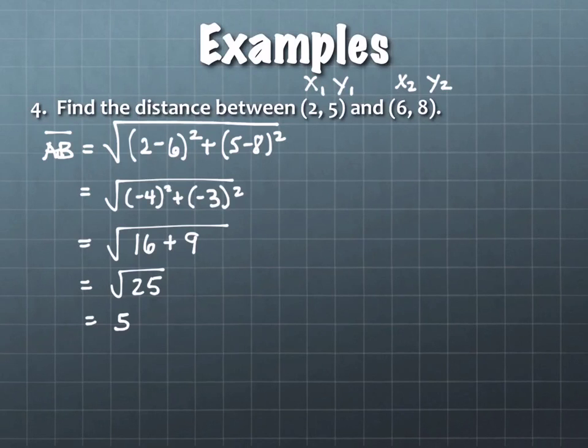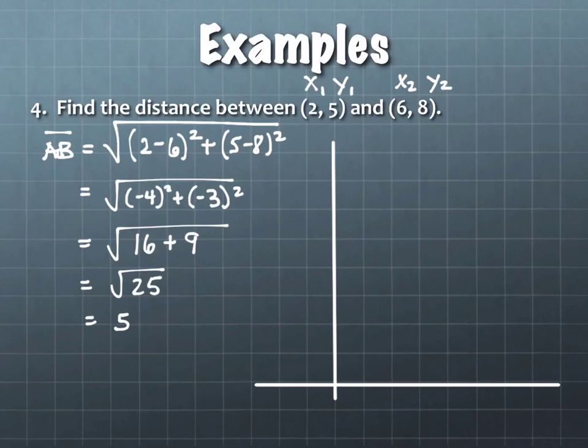Okay? Now let's think in terms of drawing a picture. I think I can draw this big enough because these numbers aren't too large, or draw this small enough. So this is the point 2, 5. So here's 2, 5. So it's like right here. And then I have 6, 8. Right here. Okay? And what I'm trying to find is the distance between them, of course.